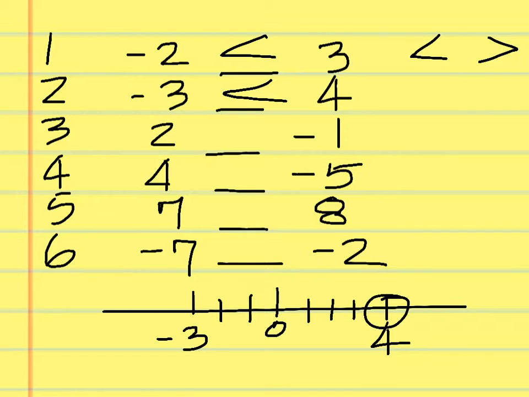Number 3, 2 and -1. What sign should go in there? Lewis. Here is 2 and here is -1. Which one is furthest to the right? It would be greater than, right. Greater than. Tebow, 4 and negative 5. What inequality sign goes in there? Greater than is right. Thompson, 7 and 8. Which sign goes in? Less than, yes. Timberlake, negative 7, negative 2. Less than is right.